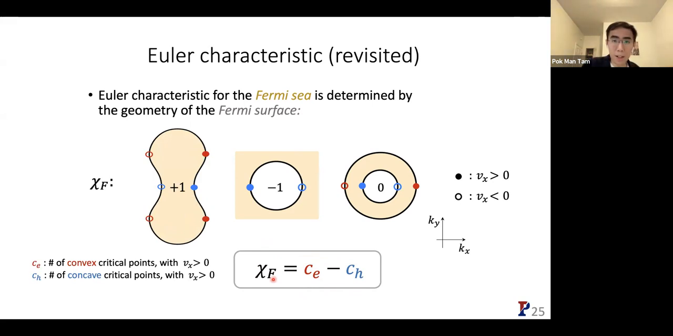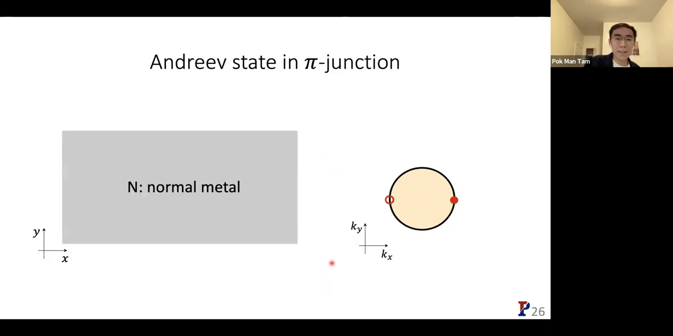Since we want to probe the Euler characteristic of the Fermi sea, and we can relate it to the properties of the critical points, we are going to look for a physical phenomenon that is sensitive to the critical points. And in fact, not just to the number of critical points, but also sensitive to whether that critical point is convex or concave. To do that, let me just put down a metal that I want to study. It's a 2-dimensional electron gas that I want to study. And on the right, I draw the corresponding Fermi sea. And for simplicity, let me look at it as an electron pocket.